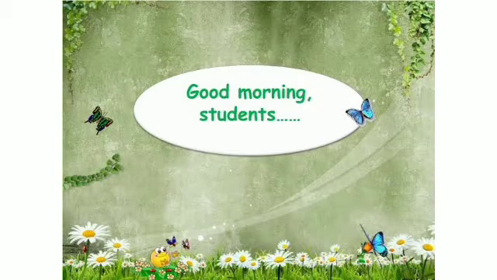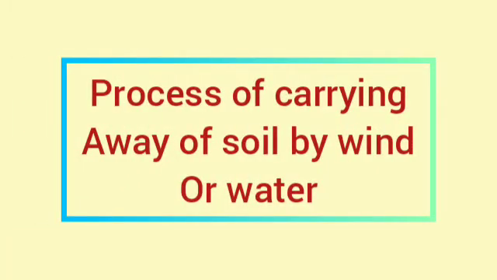In the previous class, we learned about soil and soil erosion, isn't it? What is meant by soil erosion? The process of carrying away of soil by the action of water or wind. This is known as soil erosion, isn't it? And we learned which are the agents responsible for soil erosion. Which are the agents? Yes, they are water, wind, and human beings. These are the agents that cause soil erosion.